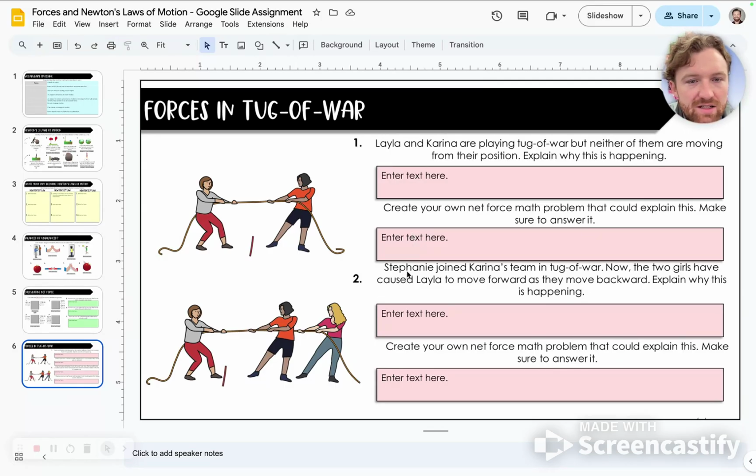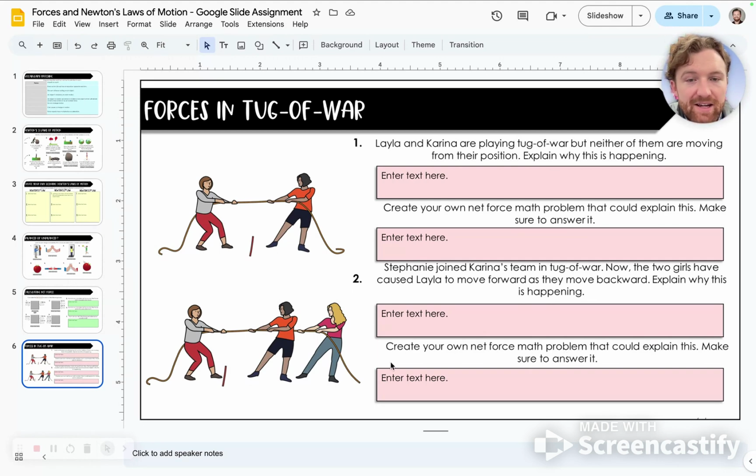Number 2, Stephanie joined Karina's tug of war team. Now 2 girls caused Layla to move forward as they move backward. Explain why this is happening. Well, then you would say now the force moving to the right with those 2 girls is now stronger than the force pulling to the left. Create your own net force problem that could explain this.